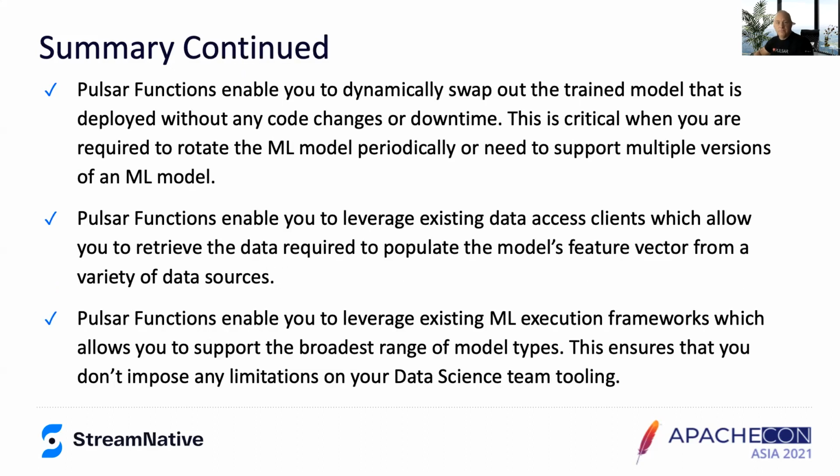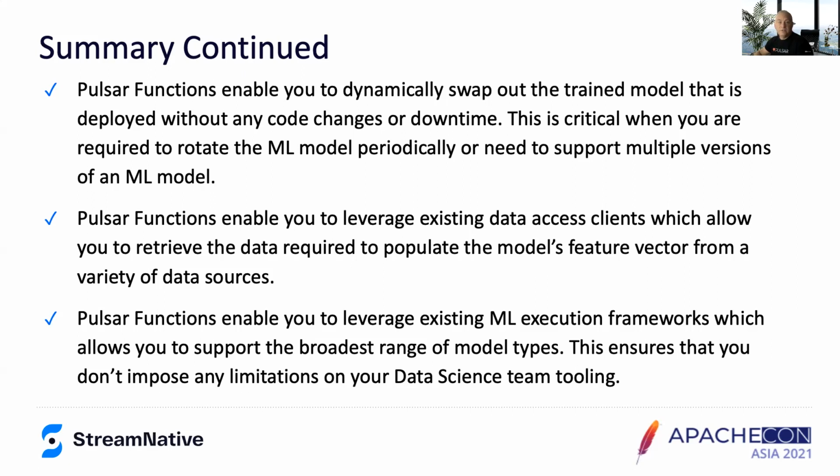Pulsar functions also enable you to dynamically swap out trained models. The model that was deployed earlier, as you mentioned, we have to rotate these models periodically over time. You can do that without any code changes or downtime. This is critical when you need to rotate these periodically, or you need to support multiple versions of a model. So you have a Chicago-based model, a New York model, and a time-of-day model. You can have different functions all running the same base code, and all you change is the model inside, and that can be done dynamically.